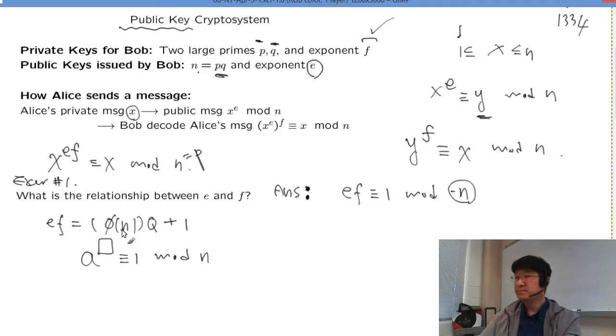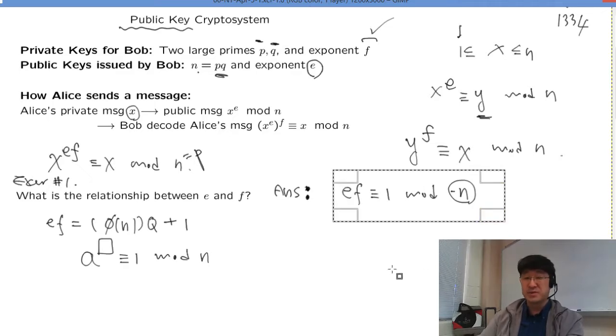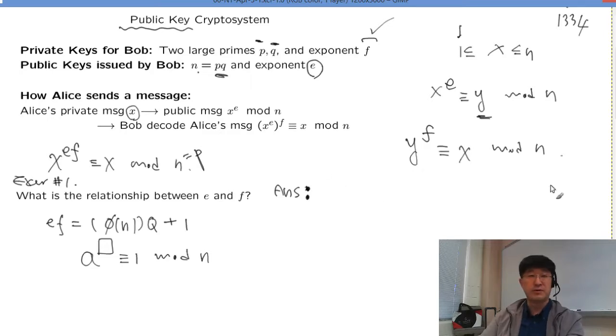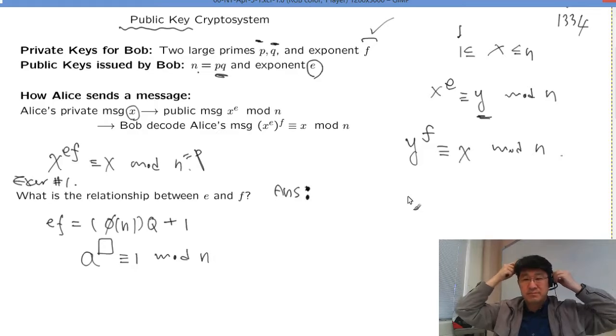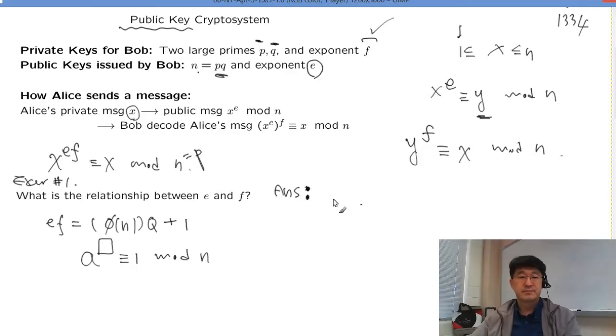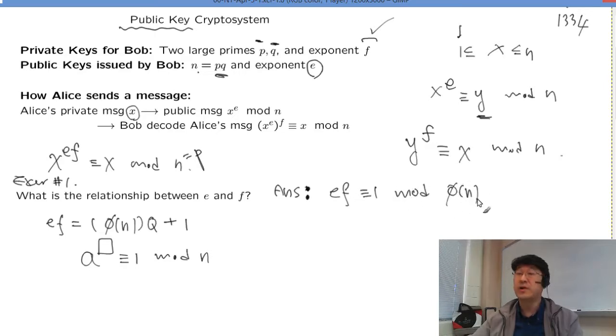Is that right? So I want you to go ahead and attempt one more time after this much discussion. Write that answer down. What's the answer I'm looking for in here? What is the relationship? Modular congruence relationship. E times F is congruent to 1 mod what? That's right. You can use P and Q, but it's in the general case, phi of n. That was the answer. All right?